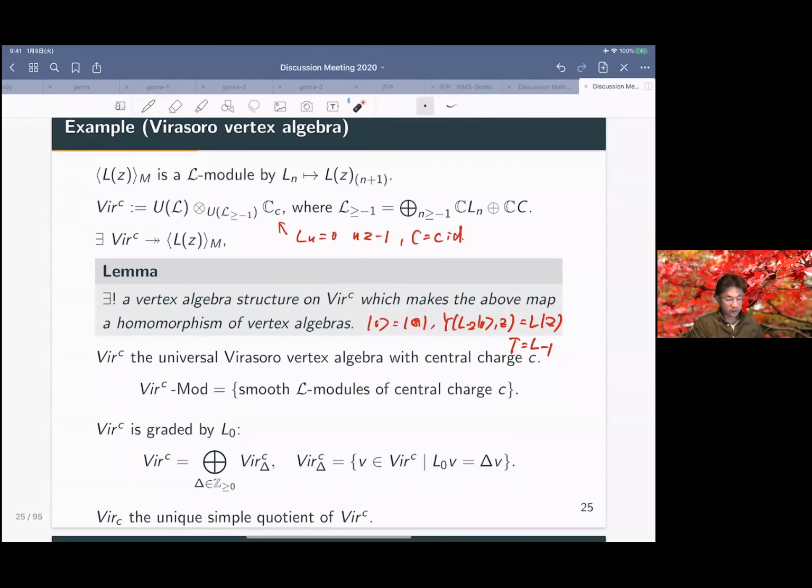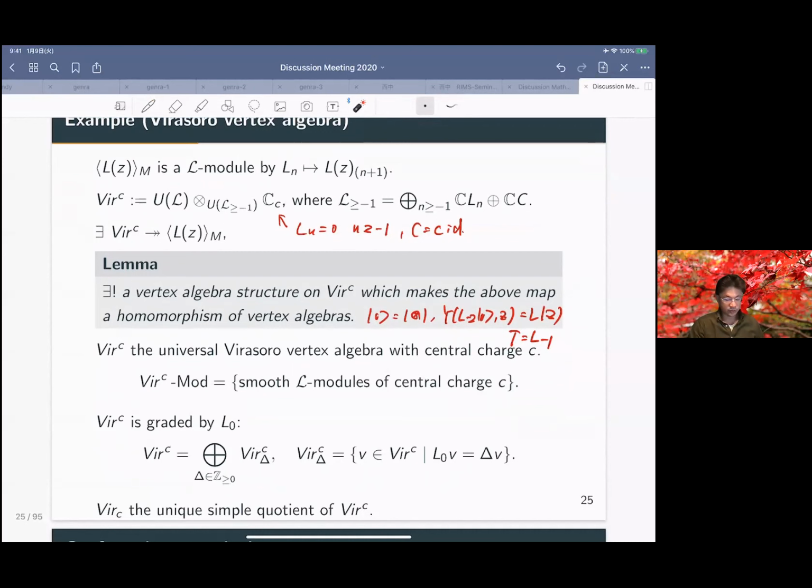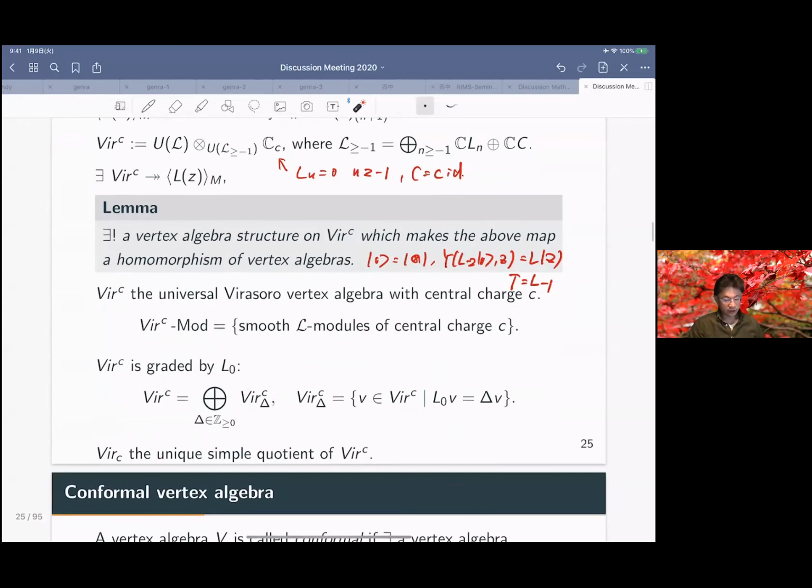And this L_0 defines a grading of this vertex algebra. So this is an eigenvector of L_0 with eigenvalue Δ. So there's a unique simple graded quotient of the universal Virasoro vertex algebra, which I denote by Vir_c.